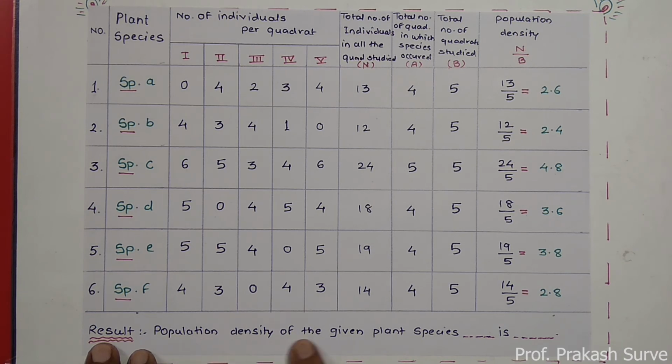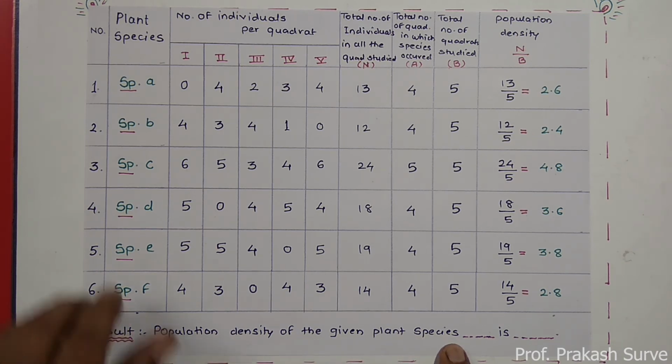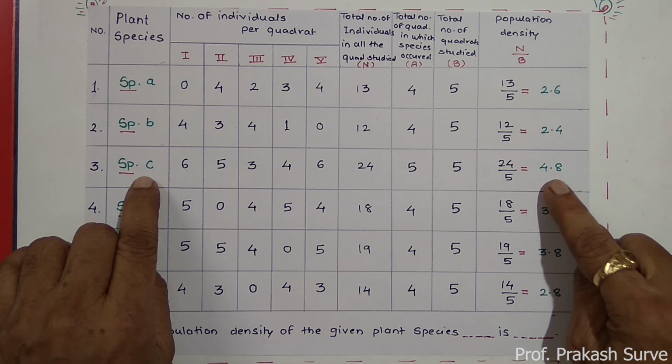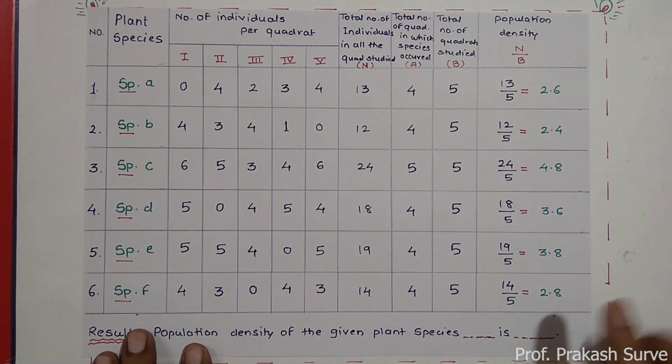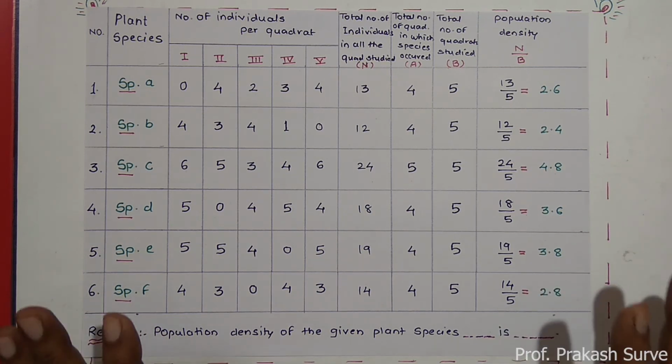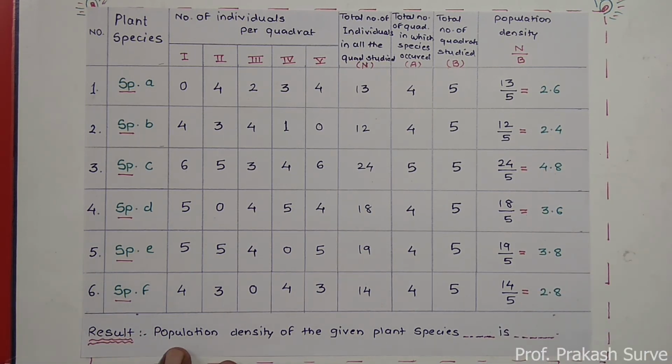So for the population density of the given plant species, suppose plant species C is given to you, then your answer will be 4.8. So density is 4.8, like that. For getting 3 marks you have to do like that. Okay, so all the best for your practical.